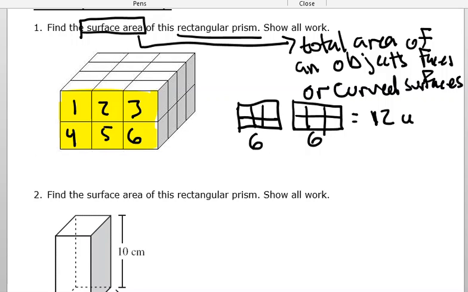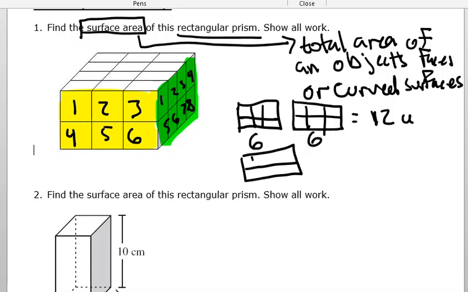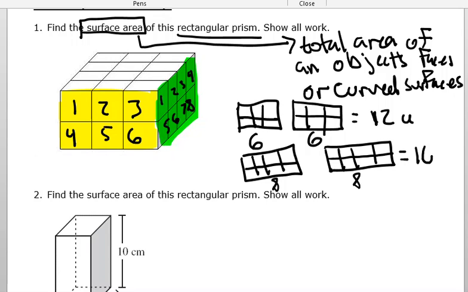All right. So now I have this other surface here. I'm highlighting that in green. Okay, and I'll go ahead and count. There's 1, 2, 3, 4, 5, 6, 7, 8. And if I were to draw that over here, 2, 3. Right, and I have that other side. Okay, and that gives me 8 plus 8. So now I have 16 units.